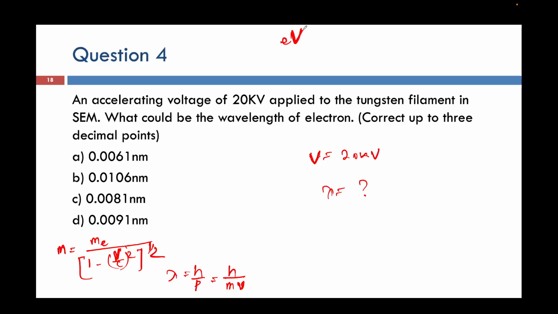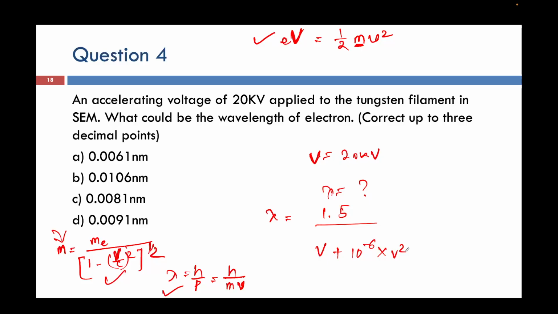So in that case, if this is the potential energy that I am talking about, then this will be half m v square, right? In the ideal scenario, when you substitute this m value here, and rearranging all these things, so this equation and this equation, you will get a final equation: lambda is equal to 1.5 divided by v plus 10 to the power minus 6 into v square, right?